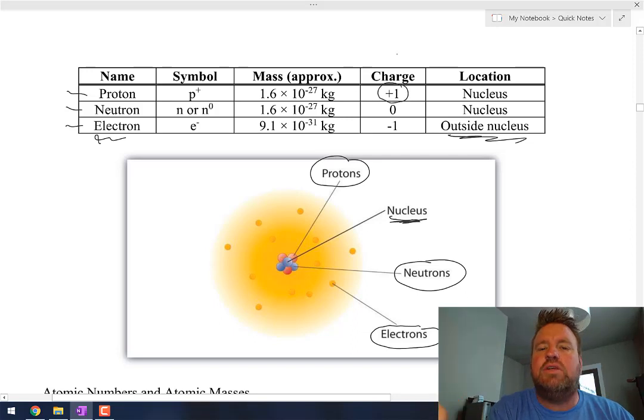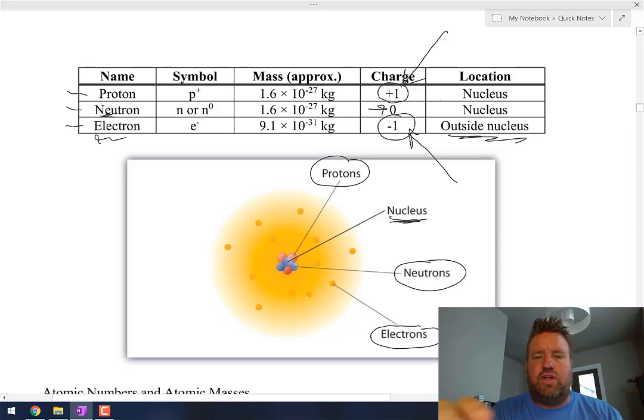Okay, so the protons and the neutrons, notice that again, come back up to the table here. The protons have a charge of +1. The neutrons, think of neutral. Neutrons have no charge, they're neutral. And then electrons have a charge of -1. And all atoms have to be electrically neutral. So if you have 12 protons, then you also have to have 12 electrons so that the positive charges and the negative charges cancel each other out.